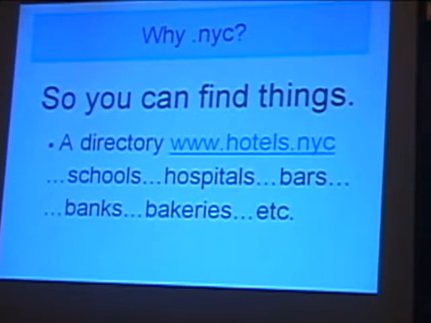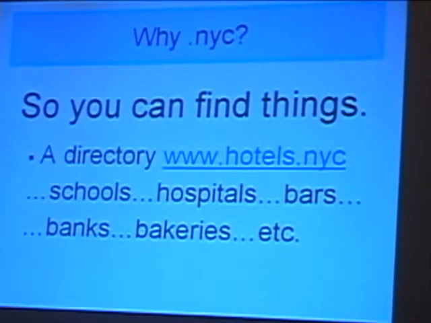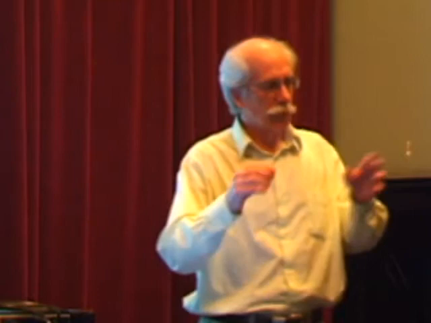We want to create directories. So you'd have something like hotels.nyc. Just imagine you go there and you find a little map that shows hotels in Queens, in Brooklyn, Manhattan, uptown, downtown. They have an alphabetical listing. Maybe it's broken down by cost. And it links to the hotels' websites. This is a very nice service for people coming to New York. It makes it a lot easier for them to find our resources. We do the same thing for schools, for hospitals, for bars, for restaurants, banks, bakeries, whatever.